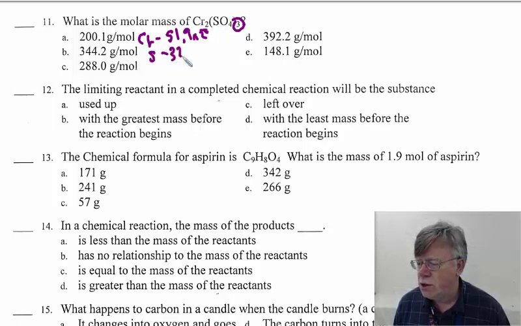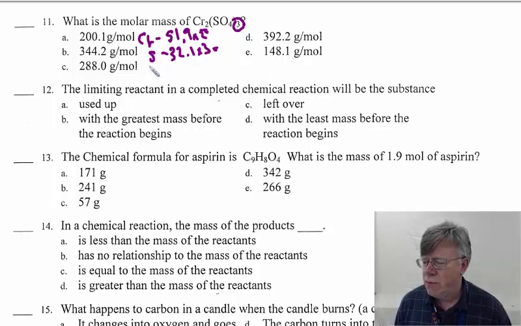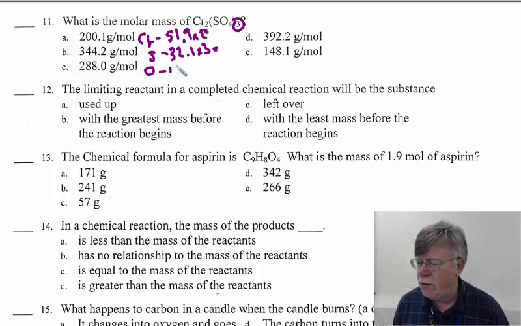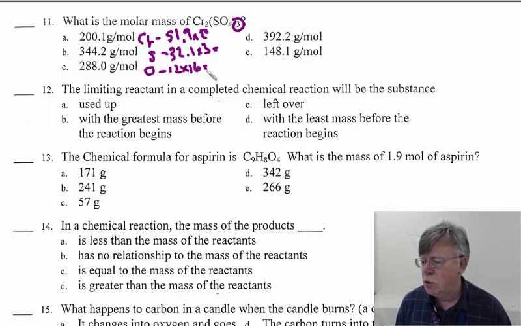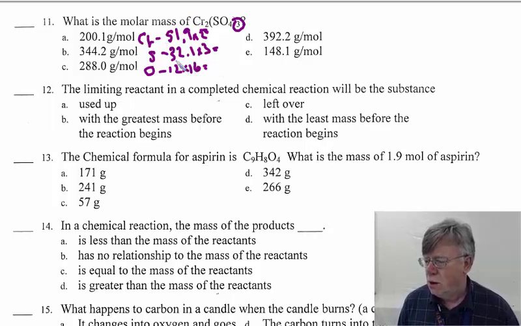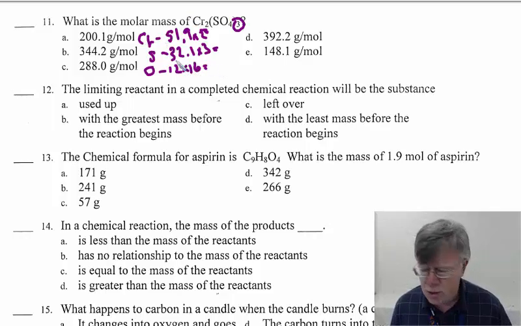Now sulfur is 32.1 on the periodic table times 3. And then the oxygen, I have 4 times 3. Oxygen, I've got a lot of. I've got 4 times 3, that's 12. Times, well, of course, the molar mass of oxygen, 16. So 16 times 12 will be that one. All right, we've got a lot of mass here.